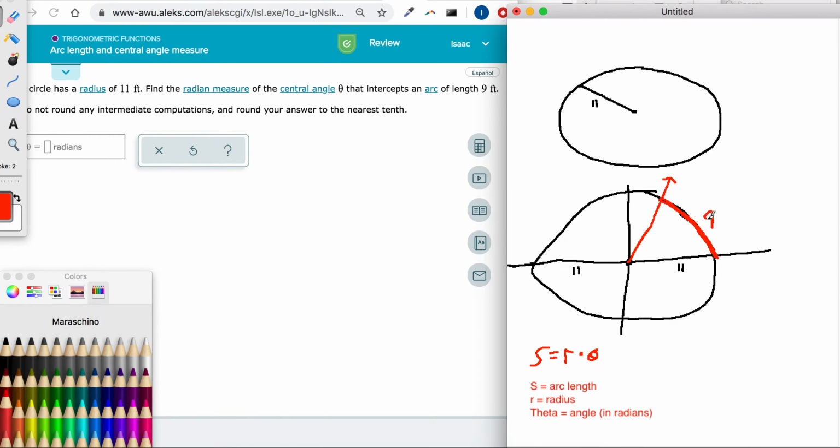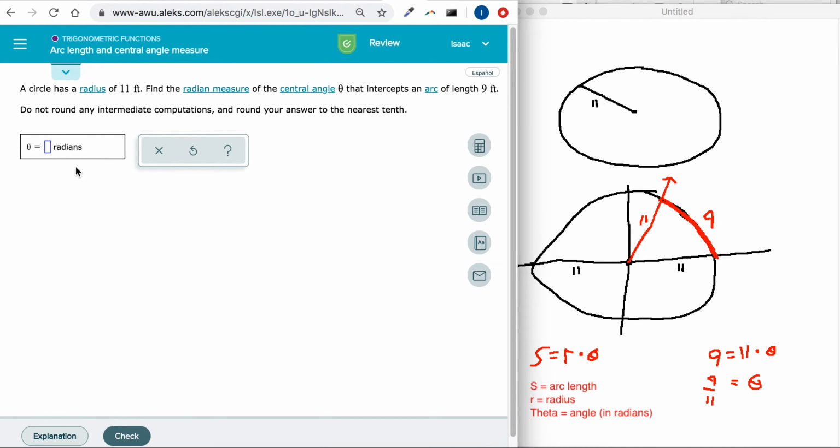Right now we have an arc length of 9, so I'm going to put 9 in for S in my formula. I've got a radius of the circle is 11, so this is 11 here. And now I've got a little formula I can solve for theta. To get rid of 11, just divide both sides by 11. So you get 9 over 11 is theta.